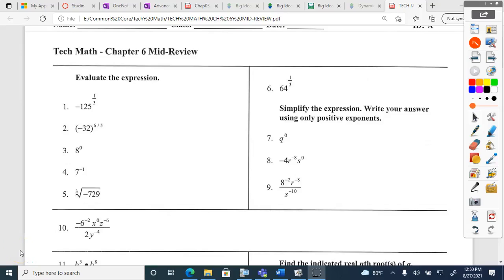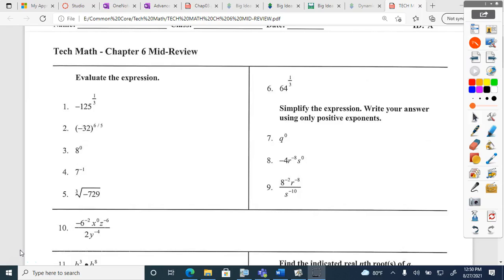Today we're going to do a quick review over the first four lessons of Chapter 6. You will have a test on this Tuesday. When are you having a test? Tuesday. All right? Tuesday you're having a test. Leave the door open.